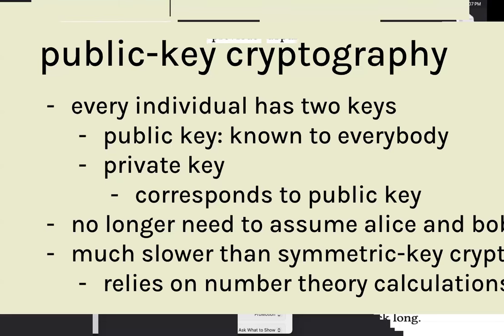Okay. So now for public key cryptography. The idea here is that we want to be able to share messages between two people where they don't already share a secret key. This is pretty similar to Diffie-Hellman, where every individual has two keys. The public key is known to everybody, and a private key corresponds to the public key. We no longer need to assume Alice and Bob share a key, and this is much slower than symmetric key cryptography because it relies on number theory calculations.